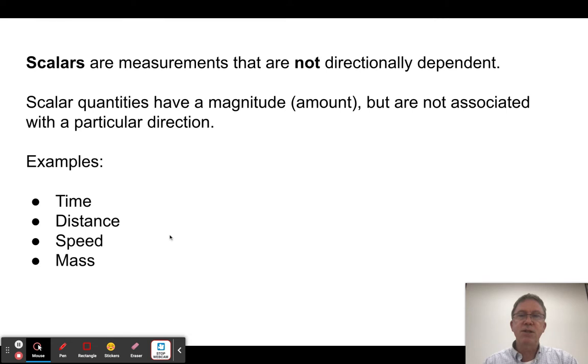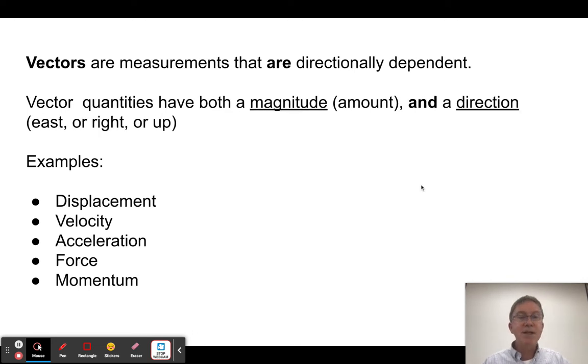So let's just talk about what a vector is. A vector is a measurement that does have a directionality to it. So they are directionally dependent. So a vector quantity has both an amount, which we call the magnitude, but it also has a direction associated with it. All right, and that direction very much matters when we're dealing with vectors.